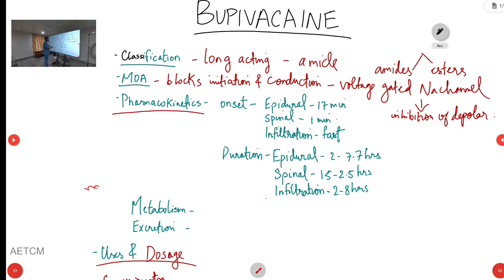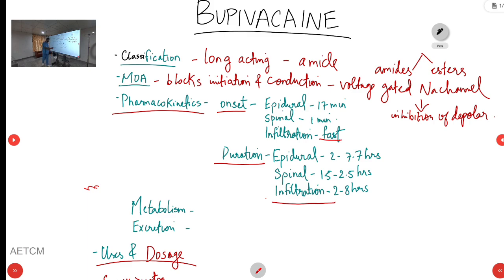Coming to the pharmacokinetics. The onset for what we usually give, infiltration, is fast. Whereas for spinal the onset is 1 minute, and for epidural it is 17 minutes. And coming to the duration, for epidural it is around 2 to 7.7 hours, and for spinal it is around 1.5 to 2.5 hours. For us, infiltration takes 2 to 8 hours. So it is important that we know the duration of the infiltration dose also. It will be 2 to 8 hours.